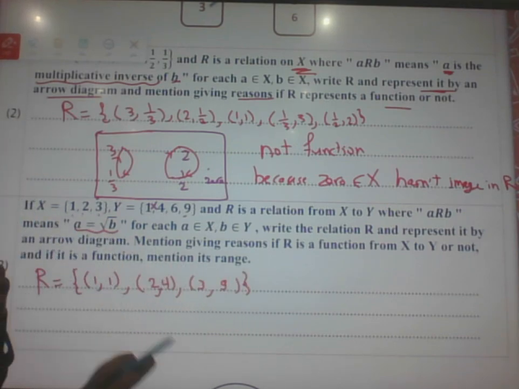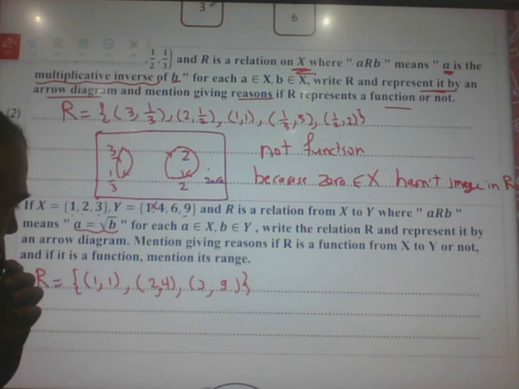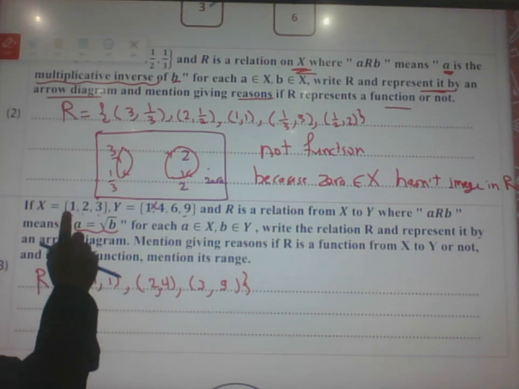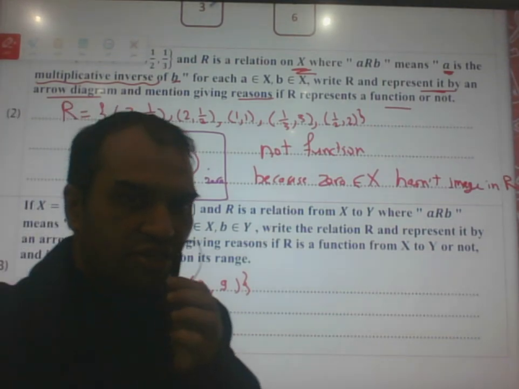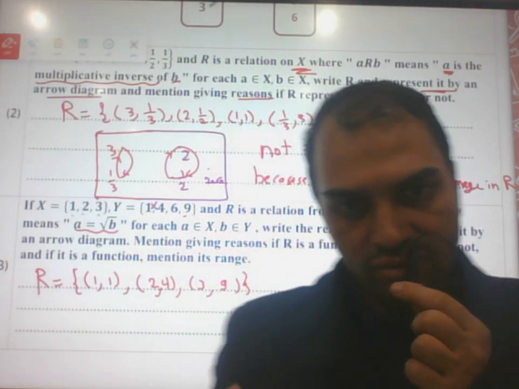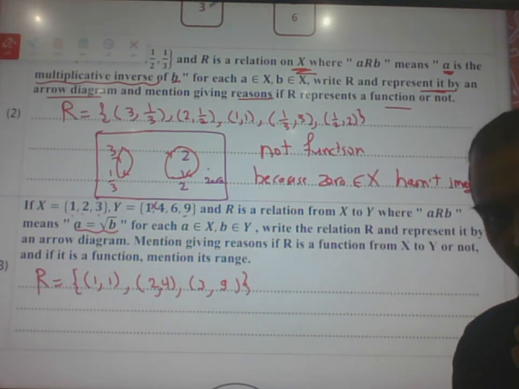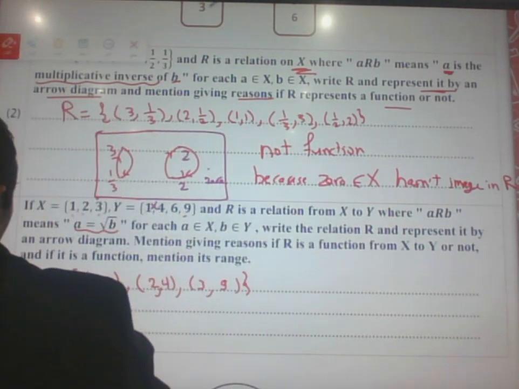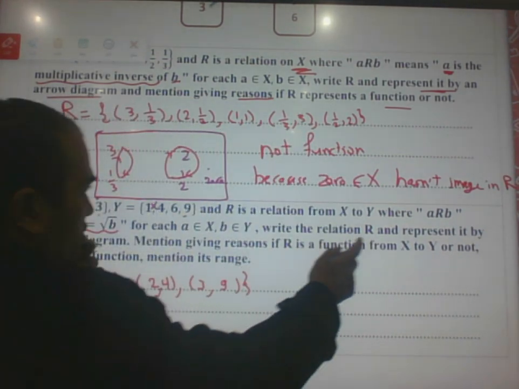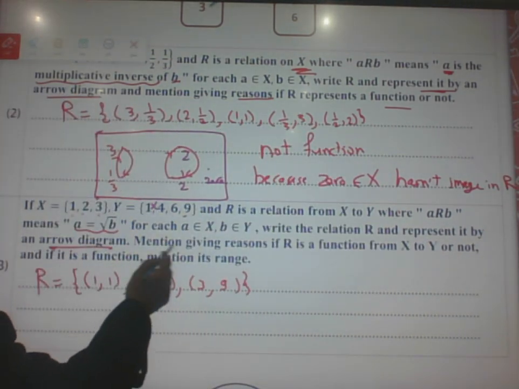This relation we call a function. Yes, because each element belonging to x has one image in the relation. Okay, it has one image in the relation here, or appears one time only in the relation. Then we can draw this. Here we want to represent it as an arrow diagram first and then mention.